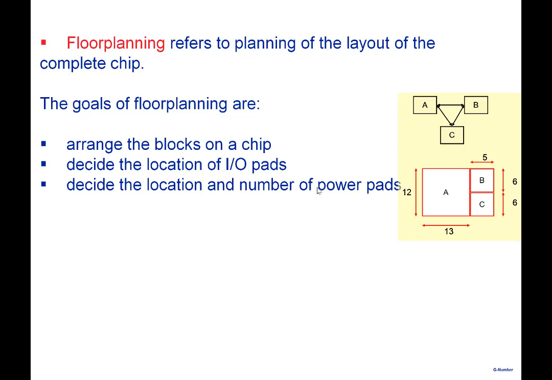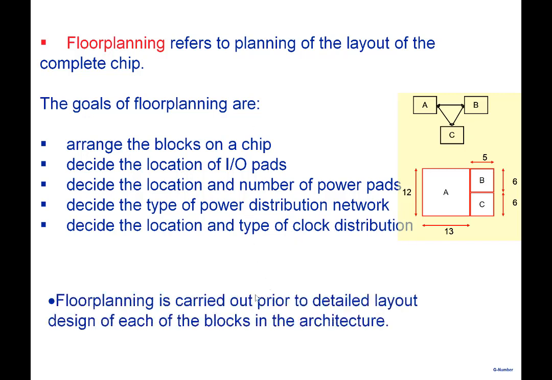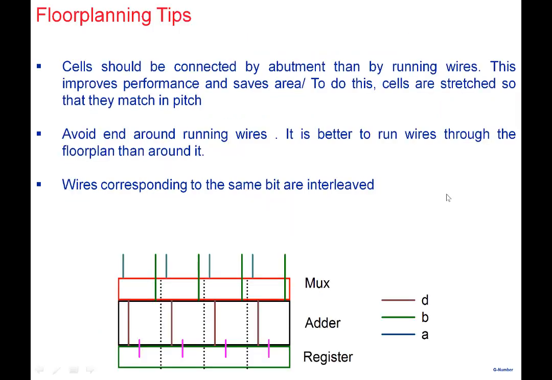Because whichever pin you're using to bring VDD in, VDD has to go everywhere in the system. Ground that you bring in has to go everywhere in the system. Clock has to go everywhere in the system. So where are you going to distribute your clock, VDD and all that from there? That's the power distribution network, VDD and ground, and the clock distribution network. All these things you're doing at the time of floor planning. Floor planning, as I just said, is carried out prior to detailed layout. Once we do this process, then we know how to do the layout of these blocks.